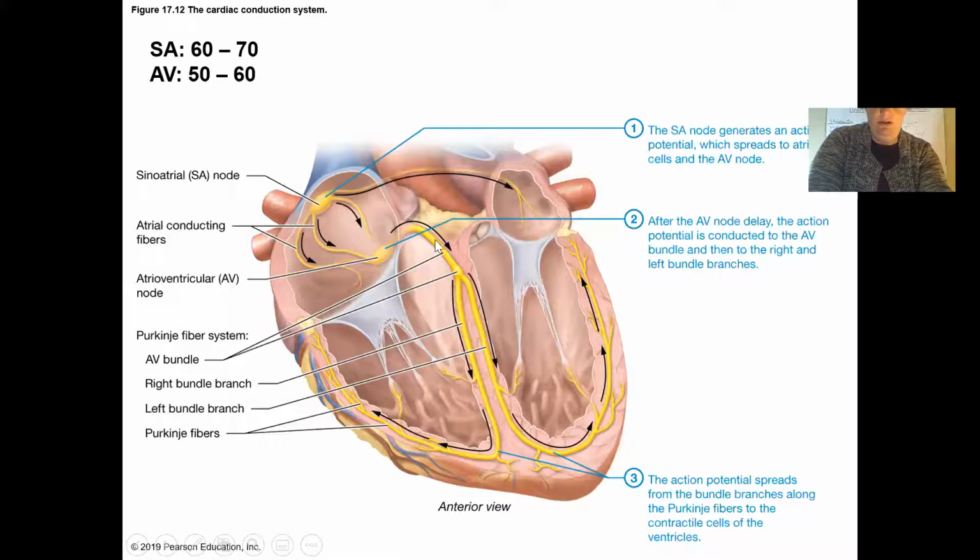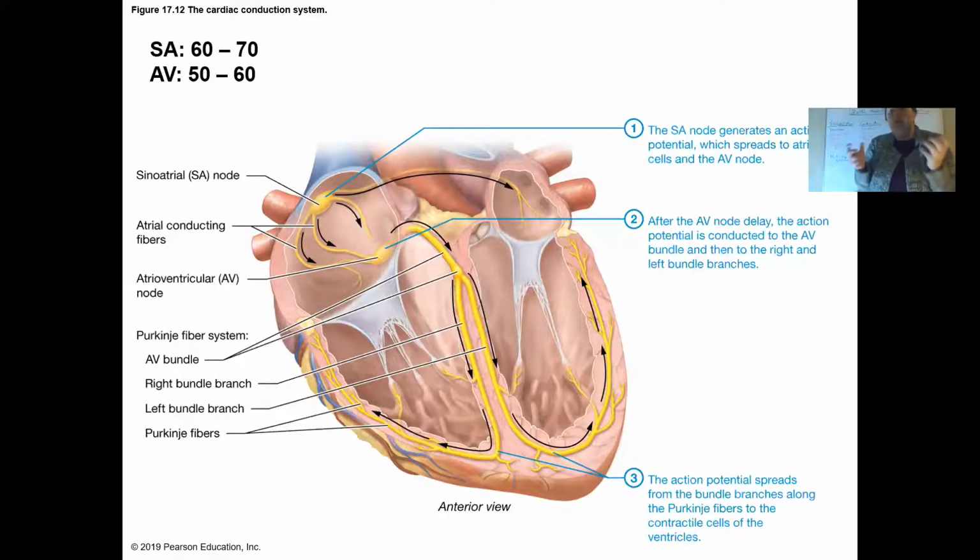So you're going to go down the AV bundle, the right and left bundle branches, and the Purkinje fibers. But I want you to know about that AV node delay, because that's going to be significant. Let's talk about it for a second. What is this electrical impulse going to cause? It's going to cause the contraction of the cells, which is going to cause the contraction of the heart.